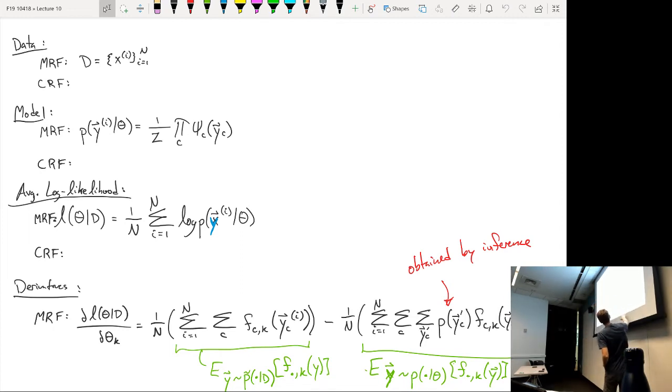So this equation is true, and I'm just rewriting this particular term as an expectation. And the thing to observe is that what we're trying to do is make the empirical expectations from the actual data match the current model expectations. And if they don't match, then it means we haven't yet found the right values of the parameters.